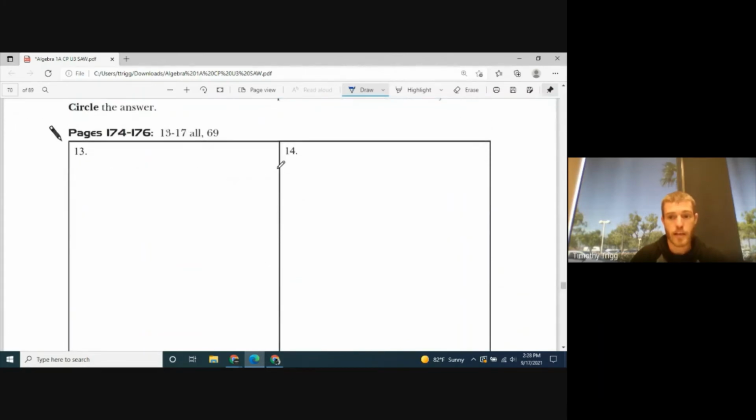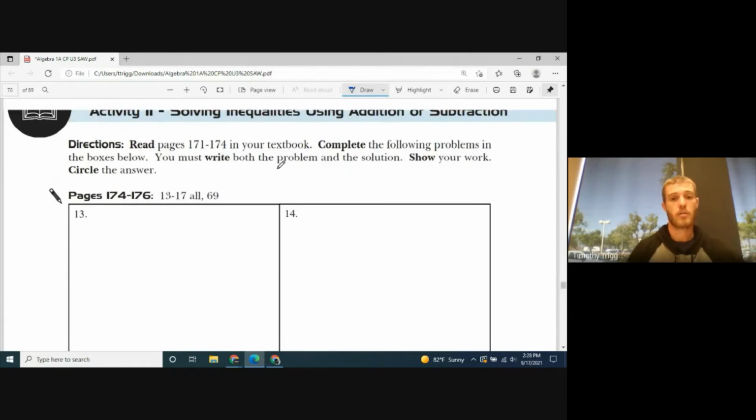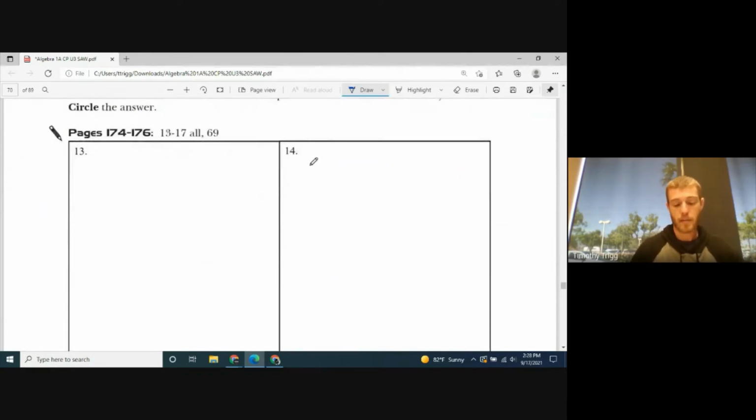All right, let's move on to the next section. It's on page 58 of your workbook. We're going to go to page 174 of the textbook. Okay. Starting with number 13, what we need to do is solve the inequality and then graph it. So we're going to do y minus 2 is greater than 11. In order to solve this, the first thing we would do is add 2 to both sides of the inequality. That'll give us y is greater than 13.